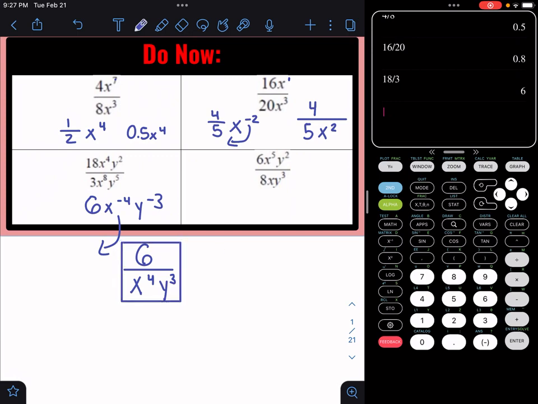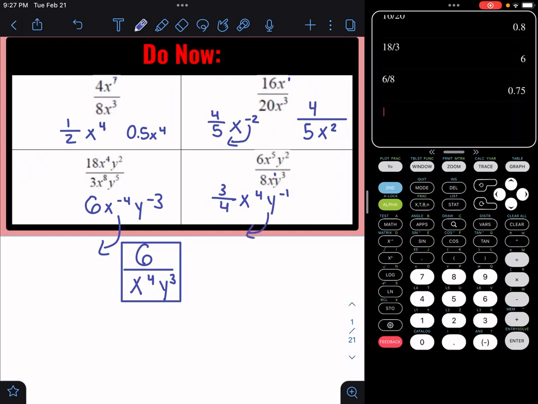All right, let's look at this next one. 6 divided by 8. That would be 0.75 or 3/4. Then we have x to the fifth divided by x to the first, making it just x to the fourth because 5 minus 1 is 4. Then y to the 2 minus 3 is negative 1.